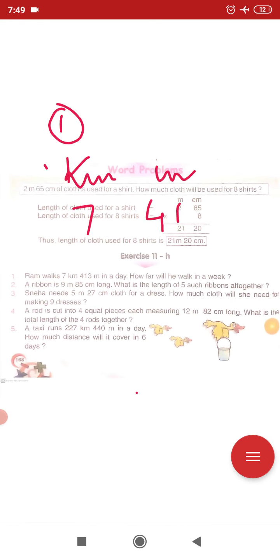Question number 2. A ribbon is 9 meter 85 centimeter long. The length of a ribbon is 9 meter 85 centimeter. Okay, so we got the measurement of length. What is the length of 5 such ribbons altogether?